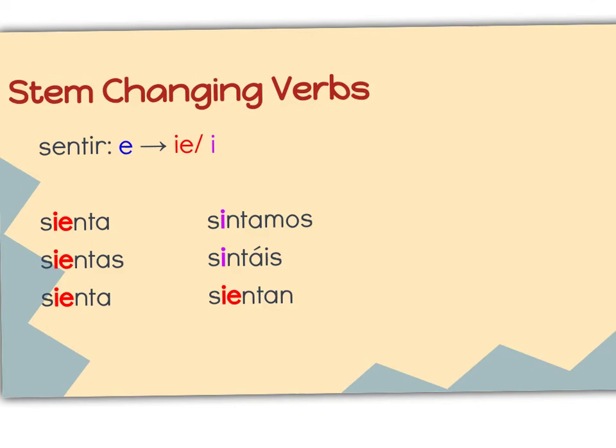So, por ejemplo, I'm going to take sentir, which is an E to IE stem changing IR verb. So as you can see, in my boot, I do E to IE, but in the nosotros and vosotros, unlike before, I have to stem change those ones as well, from E to I.